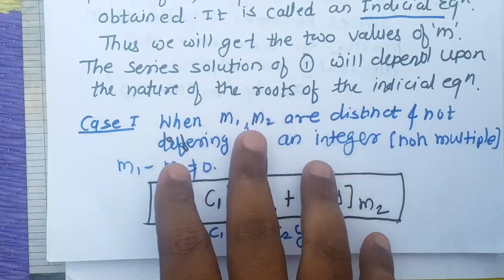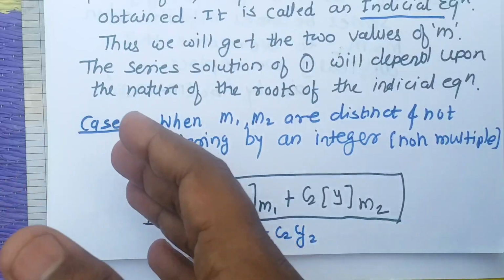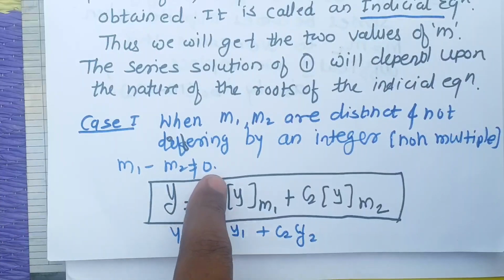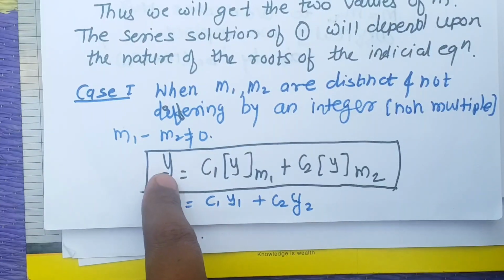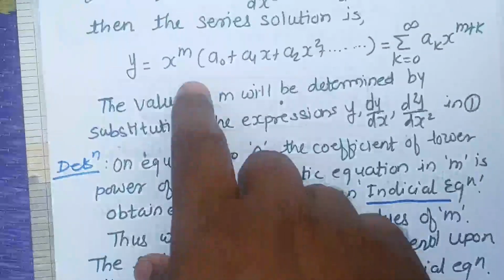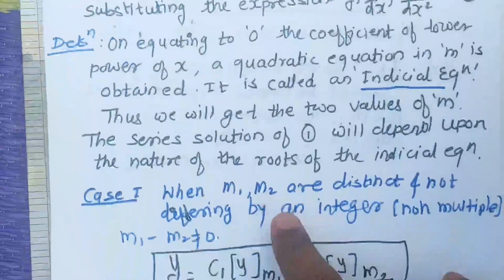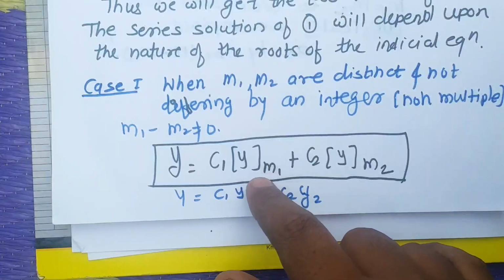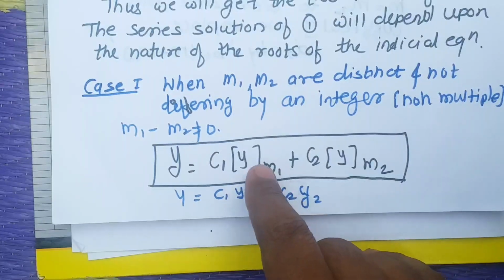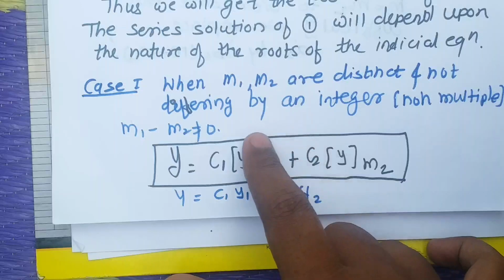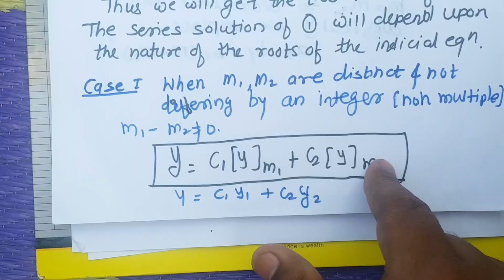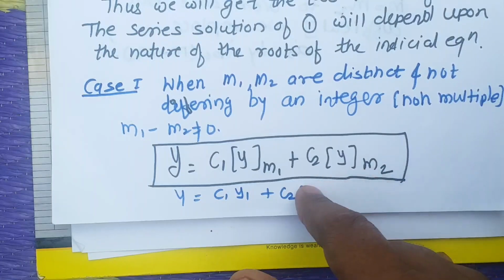If these two conditions are fulfilled, then we are going to do the calculation of final series using case 1. So in this case, the final value of y, that is the solution, we have considered this as the solution, right? Now this y will be equal to c1 into y at m1 plus c2 into y at m2. Okay, this can be written as c1 y1 plus c2 y2. So the value of y at first root will be called as y1, the value of y at second root will be called as y2.